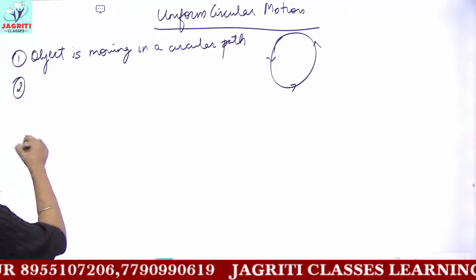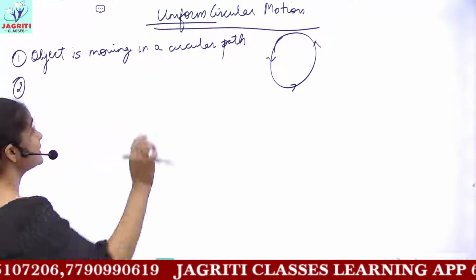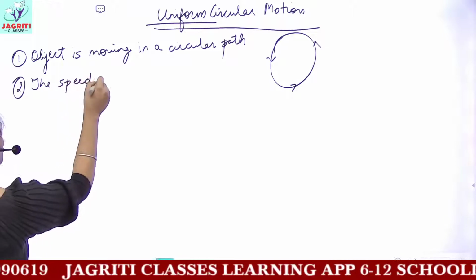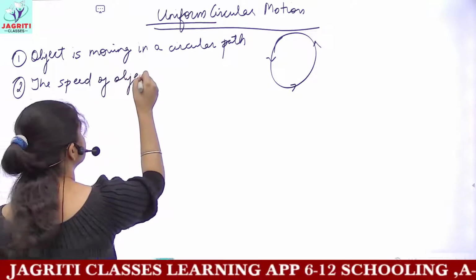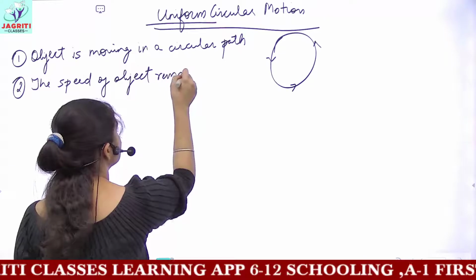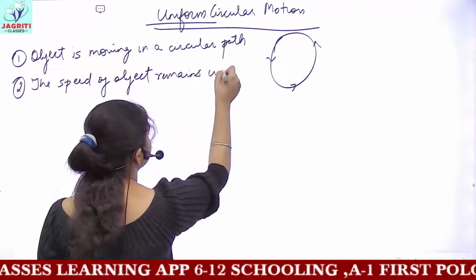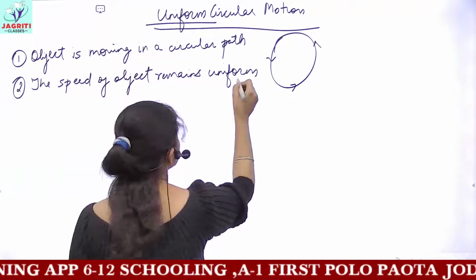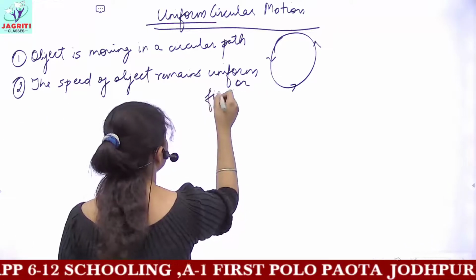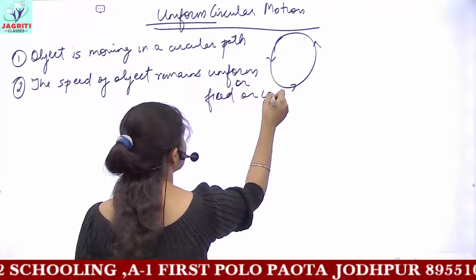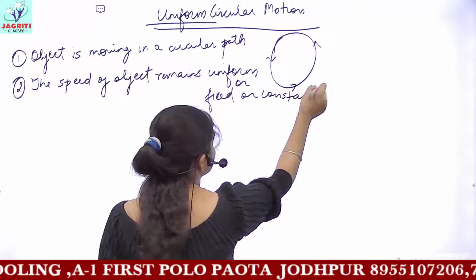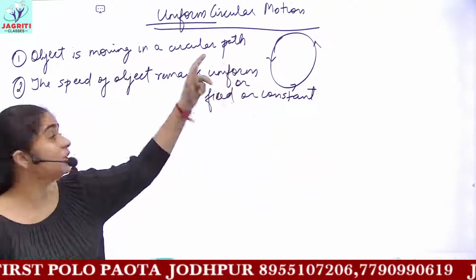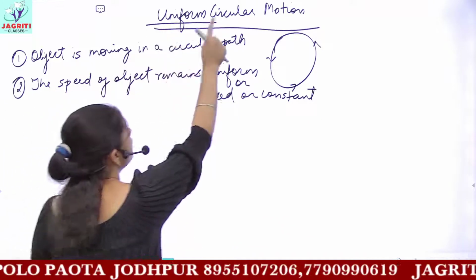Then the next point, why is this called uniform? Because in this kind of motion, the speed of the object remains uniform. Or you can say, the speed of the object remains fixed, or you can use the term constant. Any of the terms, they all have the same meaning. Whichever you find comfortable with, you can use that. It is known as uniform circular motion.